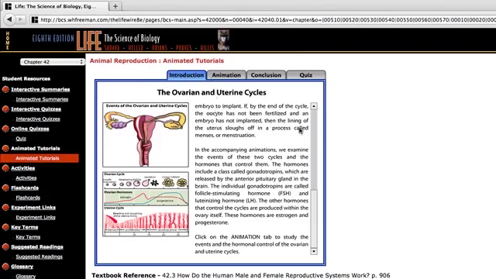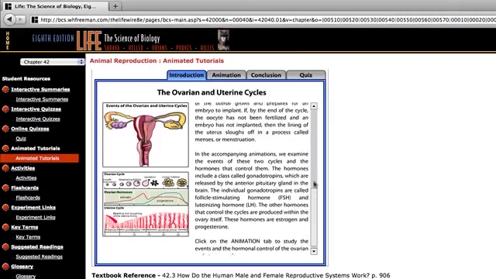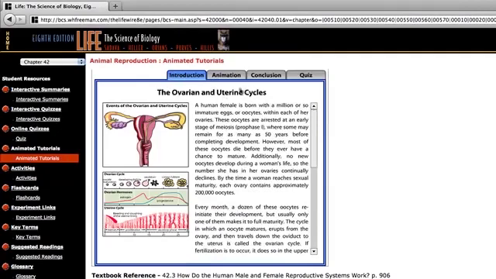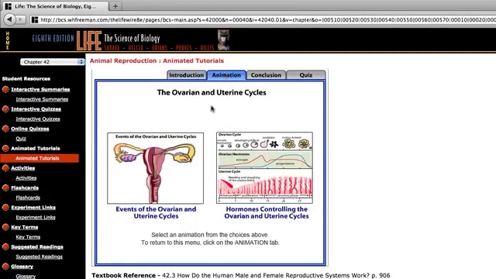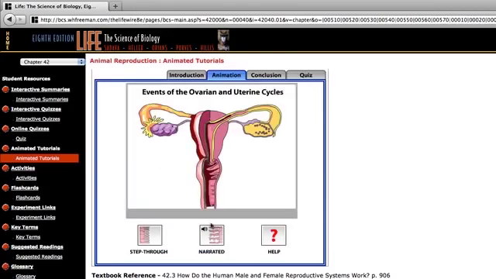So first of all, let's go a little bit over the ovarian and the uterine cycle. And it's already narrated. If you go to animations, the ovarian and the uterine cycle is explained here in greater detail. So let's go ahead and click on the events of how the ovarian and uterine cycle occurs.